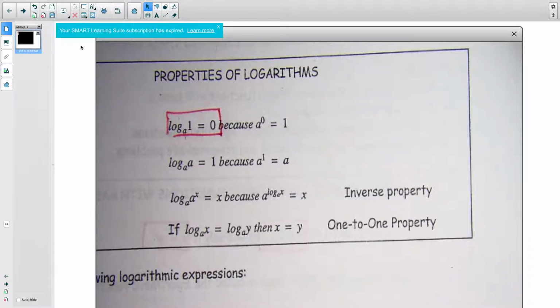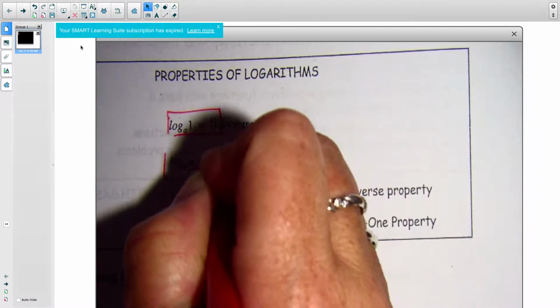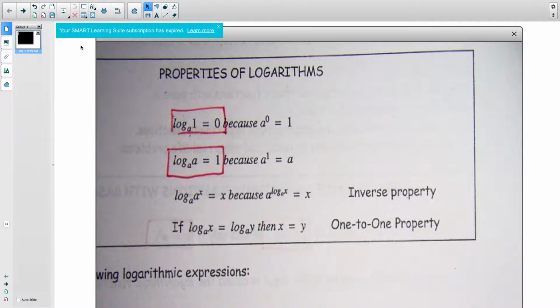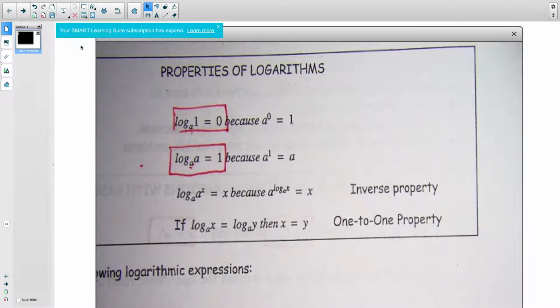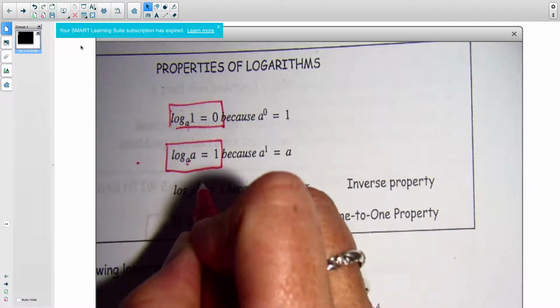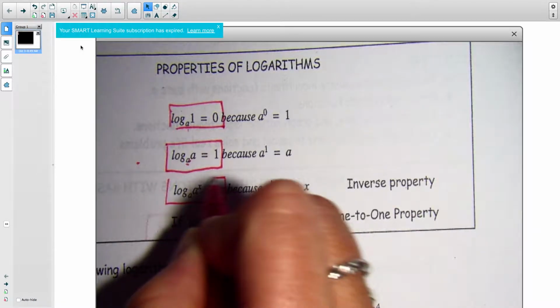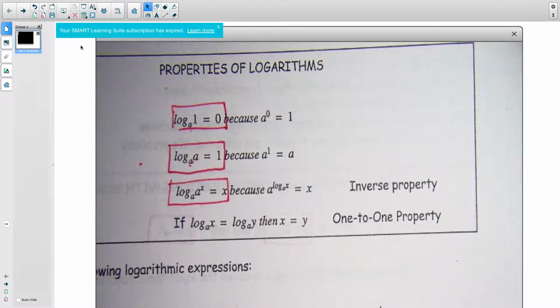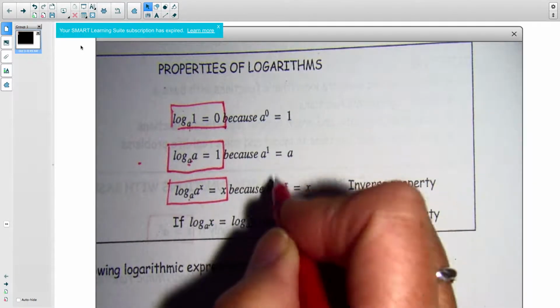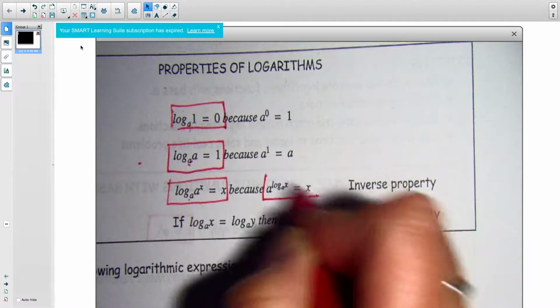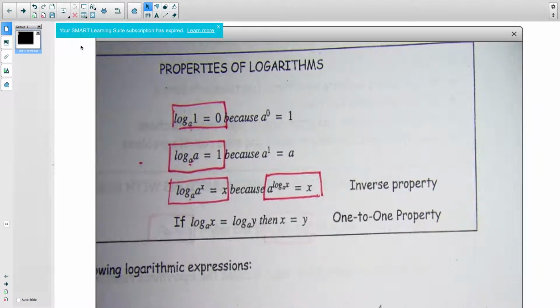Log base a of a is 1. Because a raised to what power equals a? That's a 1. If it's log base a of a to the x, it equals x. Because a raised to what power equals a to the x. And then here's, I like this one too. If you have a raised to the log base a of x, you also get x.